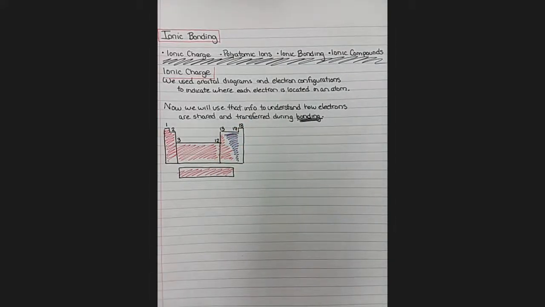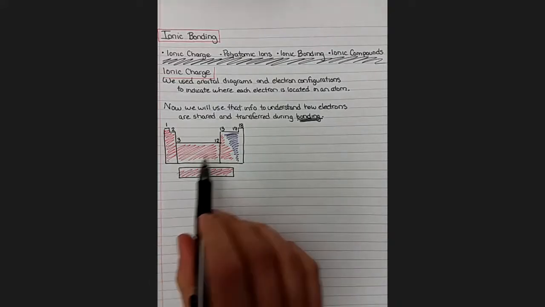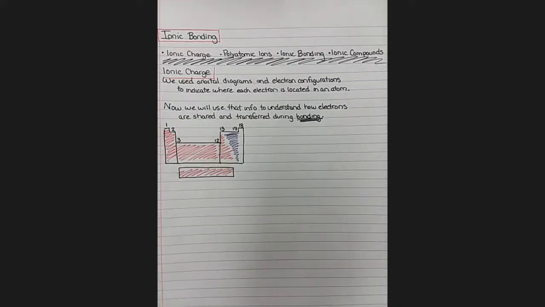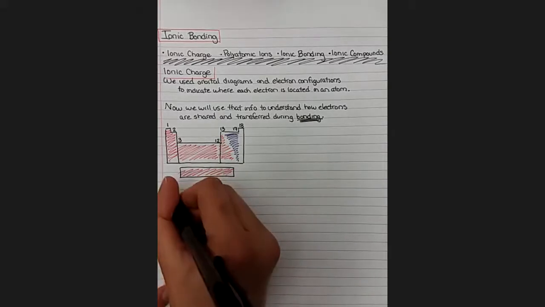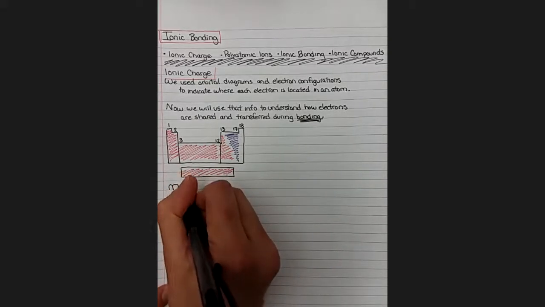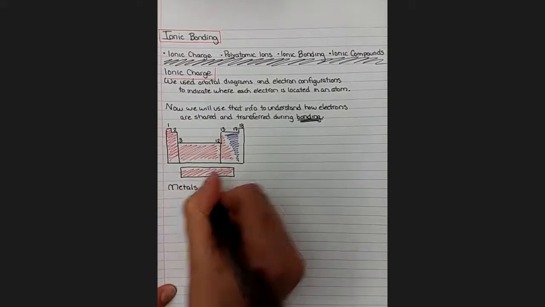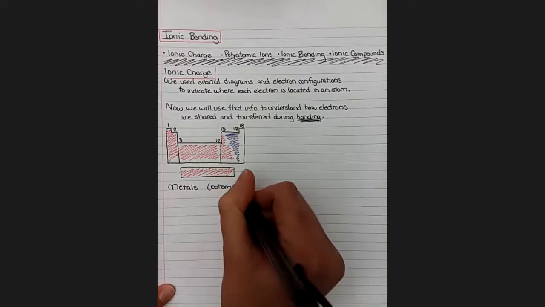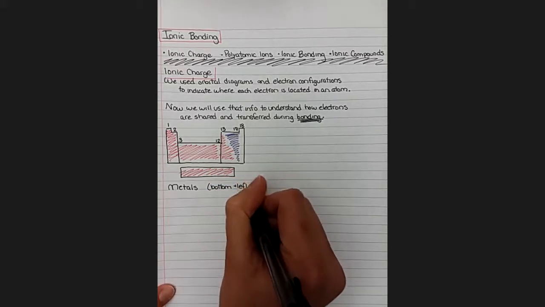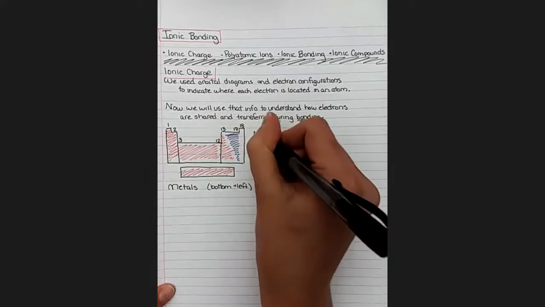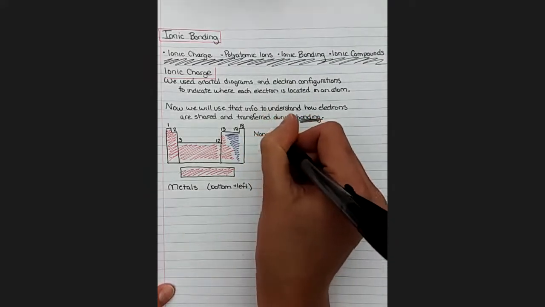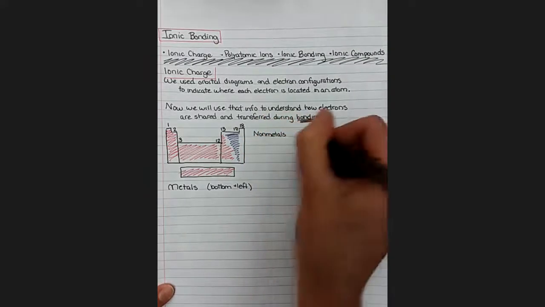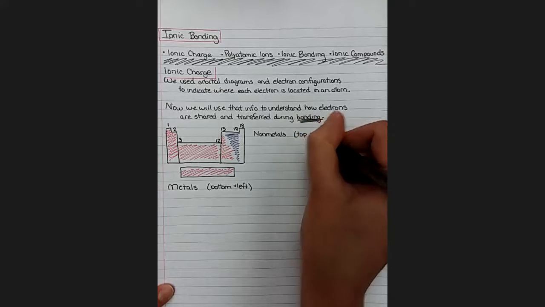And it turns out that whether something is a metal on the bottom left or a nonmetal on the top right is really relevant to predicting the charge, whether something becomes a cation with a positive charge or an anion with a negative charge. So the metals are on the bottom and left, nonmetals at the top and right.